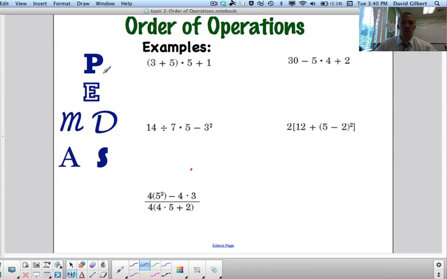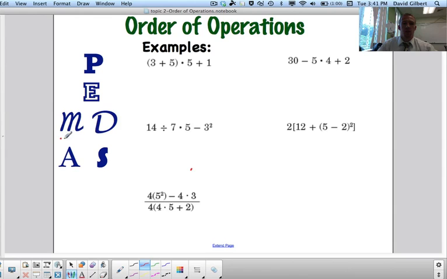Okay, so first thing is this acronym, PEMDAS, or please excuse my dear Aunt Sally. It's the way people sometimes remember that. So PEMDAS is the order of operations. The first thing you do are parentheses. The second thing is exponents. The third thing would be multiplication or division, and then addition or subtraction.